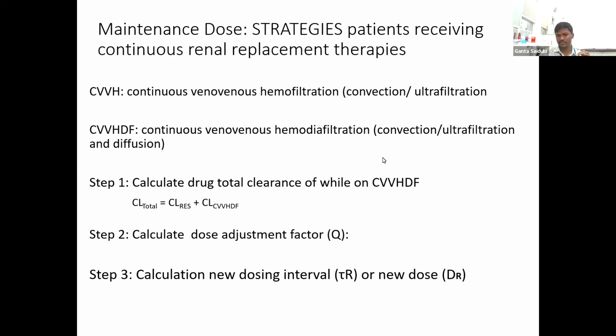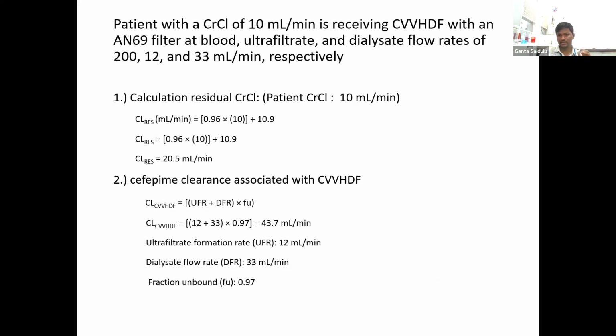So we are going to see the next slide. I gave one example here. The patient with a creatinine clearance of 10 ml per minute is on CRRT, like CVVHDF, using some filter of the blood. You have to know which type of filter we are using, because different filters have different blood flow rates, different ultrafiltration rates, and different dialysis flow rates.